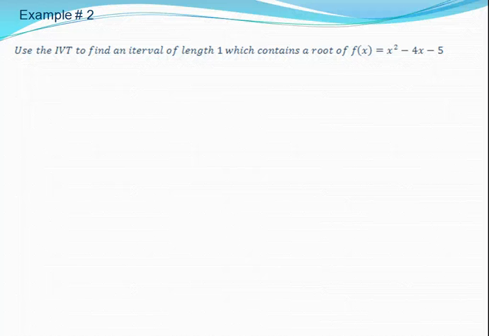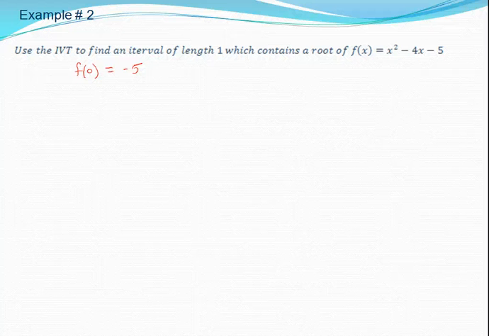Well, polynomials are continuous everywhere. They are perfect functions. So I'm going to start with something easy, my f of 0, because that's my y-intercept. I can already see it. When I plug 0 in, I'm going to get negative 5. So I just need to find a value that's going to give me a positive answer. And this will begin my search for my interval. I just need to make sure that I create an interval whose boundaries are 1 unit away from each other.